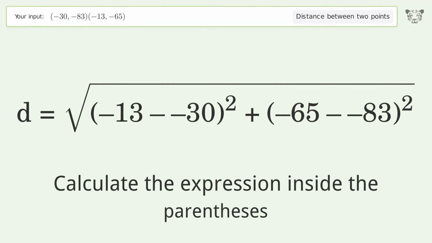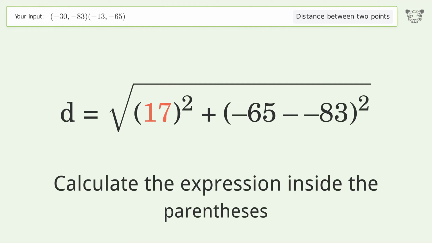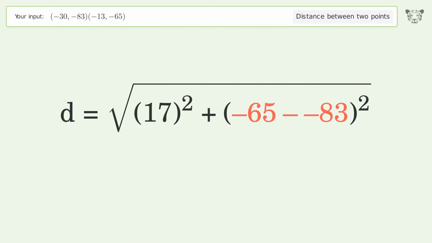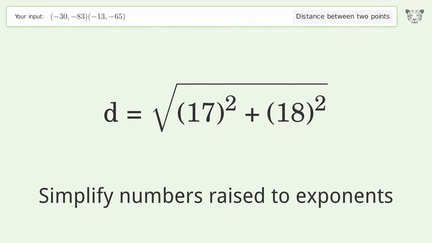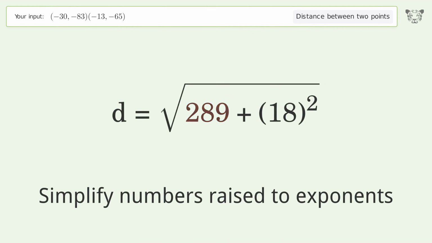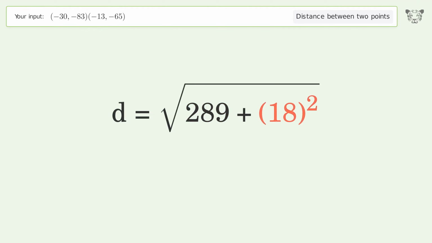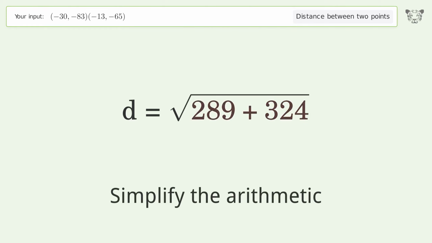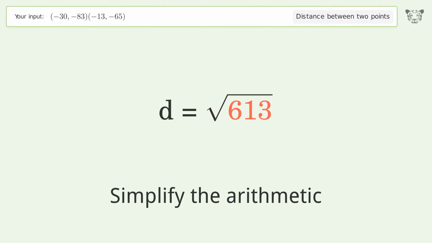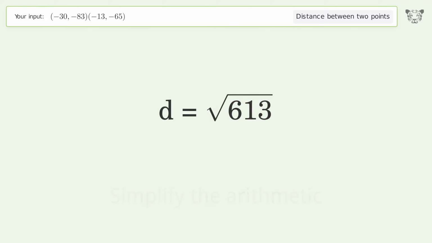Calculate the expression inside the parentheses. Simplify numbers raised to exponents. Simplify the arithmetic. And so the distance between the 2 points is the square root of 613, or 24.759.